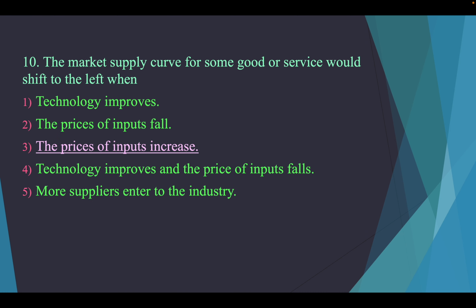It's easy. The next one, 10th question. The market supply curve for some good or service would shift to the left when technology improves. Market supply curve for some good or service would shift to the left. Children, in economics, normally disadvantageous things happen. The supply or demand curves shift to the left side. If it is an advantageous thing, the curves shift to the right side. Okay. Here, left side. Technology improves.